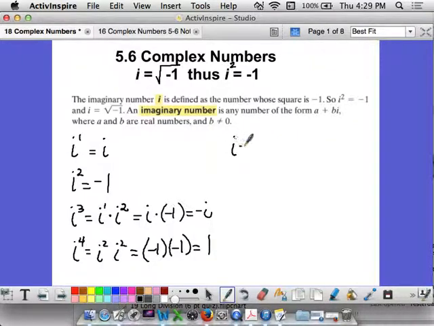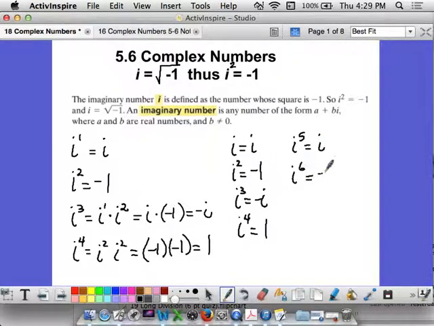In other words, i to the first is equal to i, i to the second is equal to -1, i to the third is equal to -i, i to the fourth is equal to 1. And as you continue this pattern, I'll find that i to the 5th is equal to i, i to the 6th is equal to -1, i to the 7th is equal to -i, and i to the 8th is equal to 1. You're going to follow this pattern: i, -1, -i, 1. i, -1, -i, 1. And it just continues over and over again.